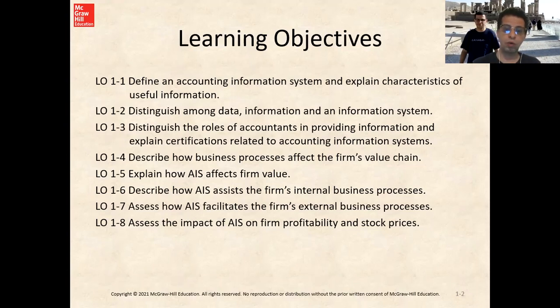We'll explain how the accounting information system, or AIS, affects the firm, describe how AIS assists the firm's internal business processes, and assess how AIS facilitates the firm's external business processes, and assess the impact of AIS on a firm's profitability and stock prices.